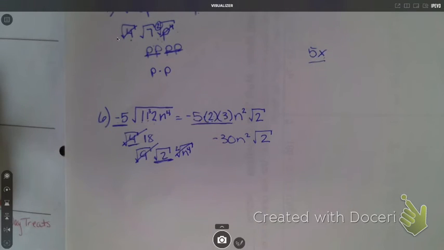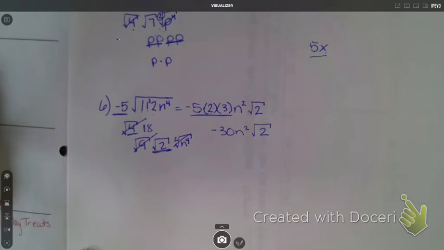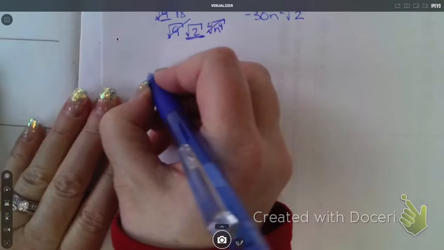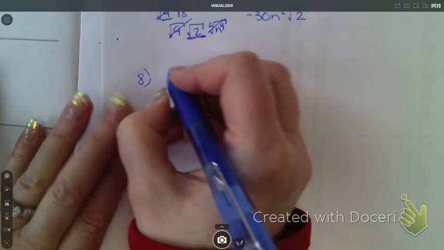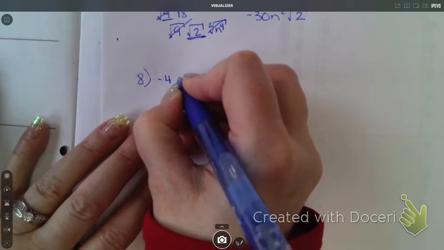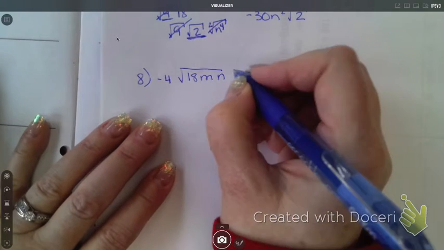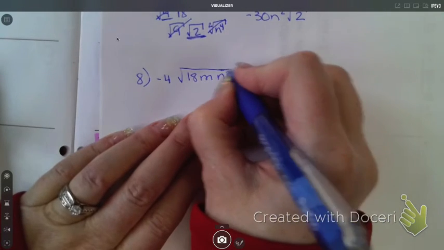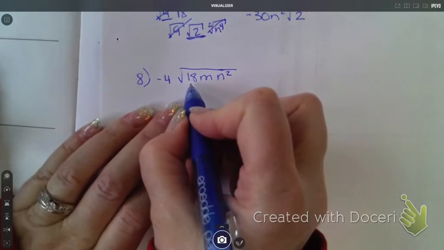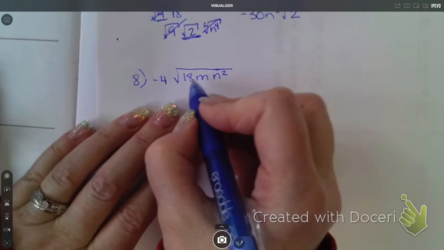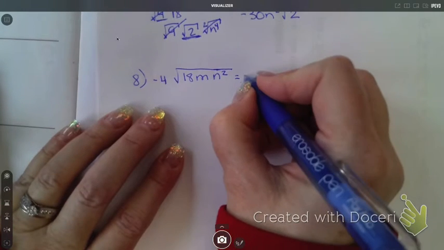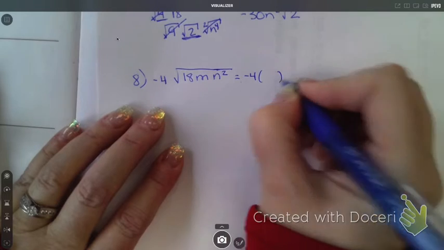What about like 7 and 8 where there's two variables? It doesn't make a difference. Okay, so 8. Yeah, can you do it? So 8 is negative 4 square root of 18mn squared. Okay. So, worry about the numbers, then the variables. The negative 4 is just going to be multiplied by whatever we get.